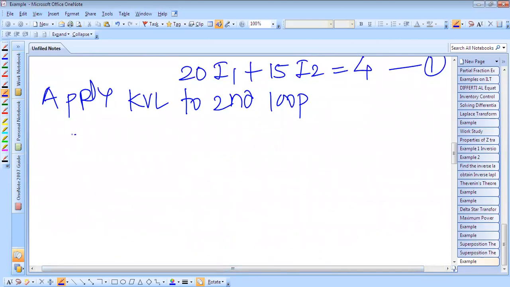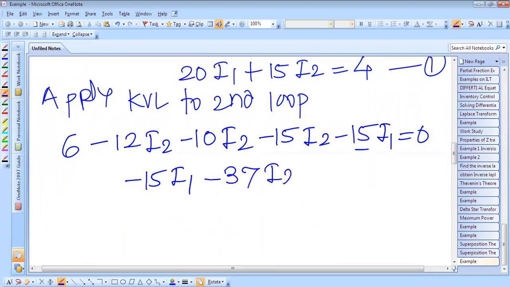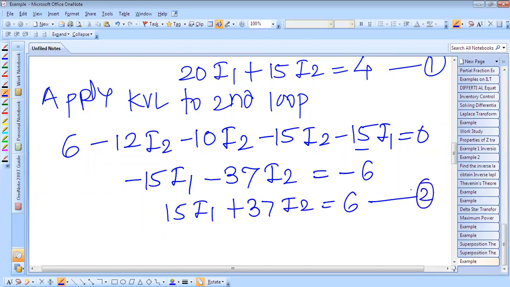So 6 volt minus 12 I2 minus 10 I2 minus 15 I2 and minus 15 I1 is equal to 0. Therefore, this is minus 15 I1 and minus 37 I2 is equal to minus 6. Again, change the sign. And this is your equation number 2.